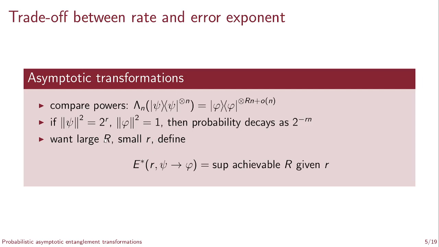So to capture this trade-off between the two quantities, we define E star of R comma psi to phi to be the supremum of the achievable rates R given an error exponent given by little r. So we want to determine or bound this quantity, and the higher the better.